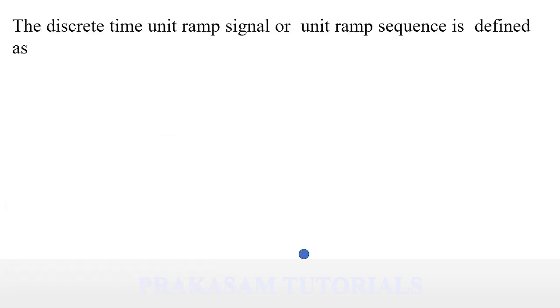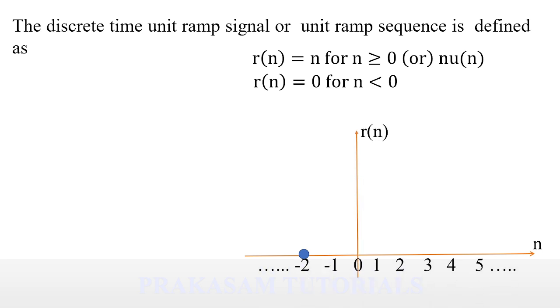Next one is the discrete time unit ramp signal. The discrete time unit ramp signal is the function which starts from n equal to 0 and increases linearly with the discrete time index n. The discrete time unit ramp sequence is denoted by R of n. Mathematically, it is defined as R of n is equal to n for n greater than or equal to 0, and R of n is equal to 0 for n less than 0.